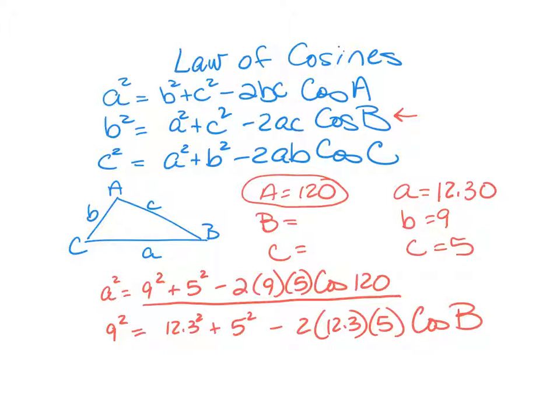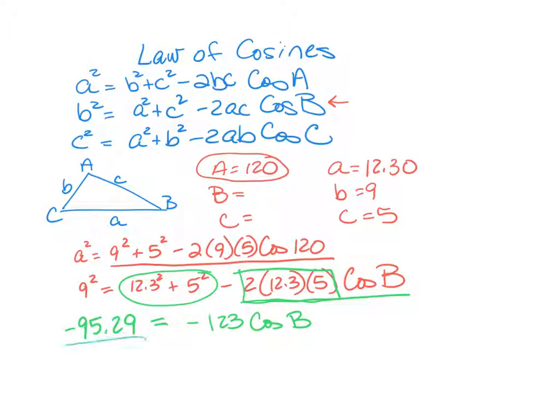I want you to underline from here to here. Divide both sides by negative 123, and you should get an ugly decimal. And then you hit second cosine of that ugly decimal. 39.22. That's the answer. Big B is 39.22. And now to find big C, what do you do?